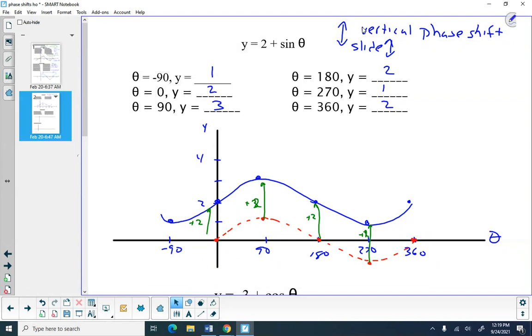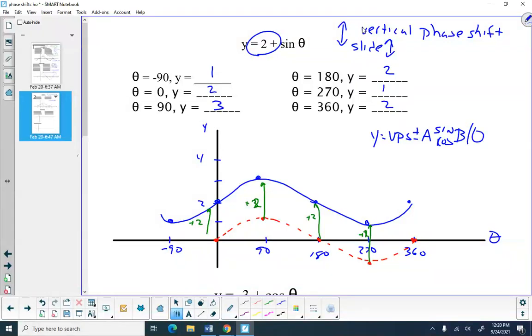Now the vertical phase shift, if we take a look at our equation, is right out here in front. So we have y is equal to vertical phase shift plus or minus our amplitude. We can deal with sine or cosine. B times theta minus our horizontal phase shift. But for us right today, just worry about the vertical phase shift and the horizontal phase shift. And this plus 2 is what's out here, a plus 2.